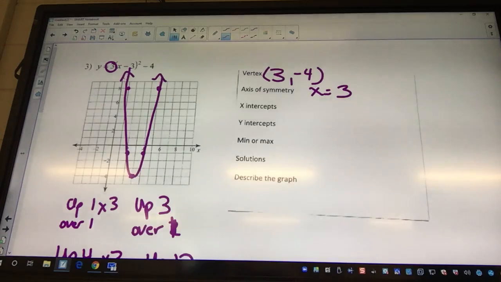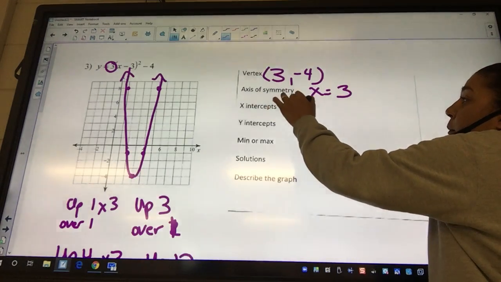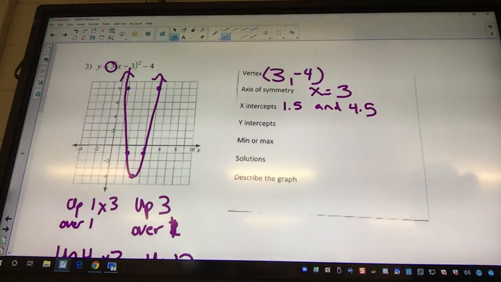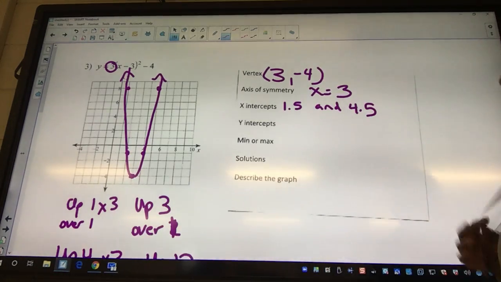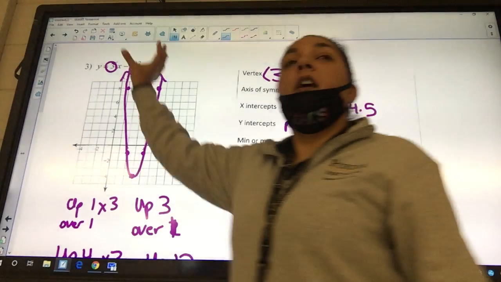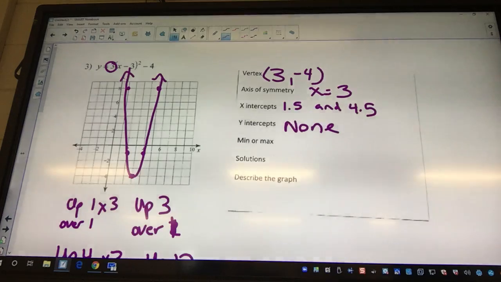The x-intercepts. 2 and 4. No, like 1.5 and 4.5. Yeah, we'll agree with that. So 1.5 and 4.5. You can't really see because the graph is so stretched out that you can't see exactly what it is, so we'll call it that. Y-intercept: none. It will eventually get there because it's going to keep going up and over, but if you can't see it, then it's not there.